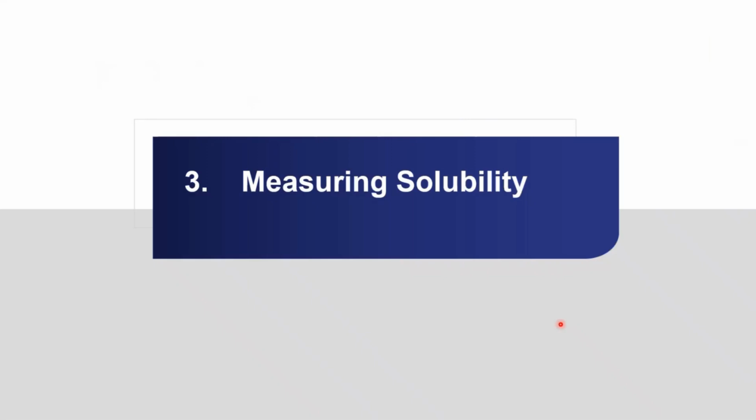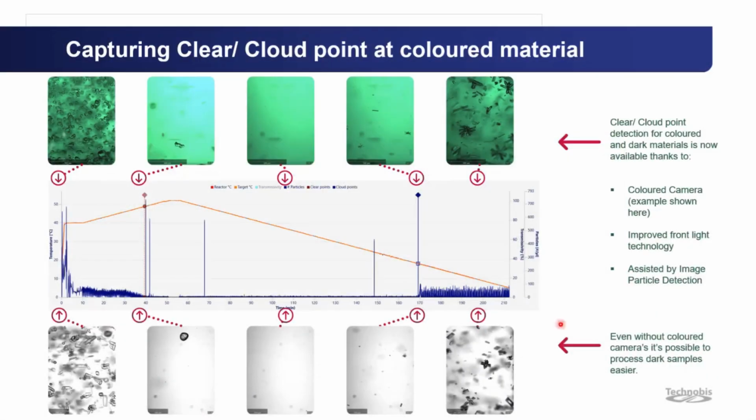So next is measuring solubility. How this is done is during the experiment, once you have got the camera to your liking, the images are analyzed for the number of particles detected in every image that's captured. So this is then plotted as this dark blue line here, and you see number of particles. And then using this information, we can get a close approximation of when the last crystals were seen or when the first crystals were seen for clear point and cloud point respectively.